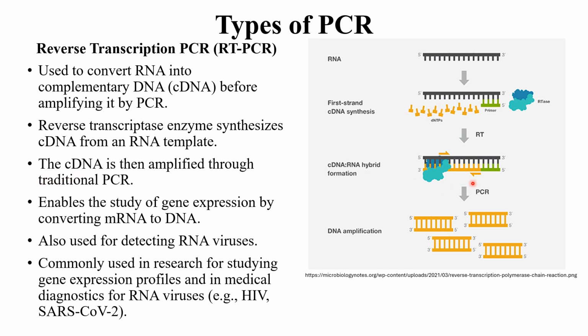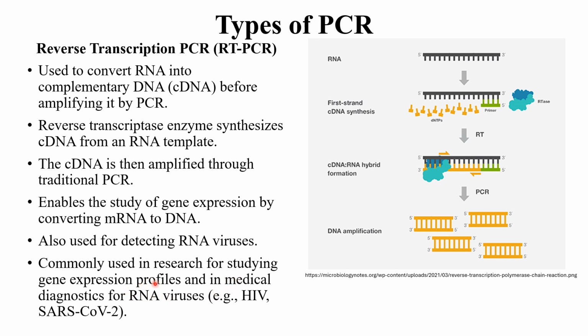The complementary cDNA is then amplified through traditional PCR. So now we are able to say, oh, we can find a DNA that is very similar to the RNA of the virus. And this is what it is used for, detecting RNA viruses such as HIV or even SARS-CoV-2. So we use this RT-PCR not only in detection or diagnostics, but also in studying gene expression profiles.